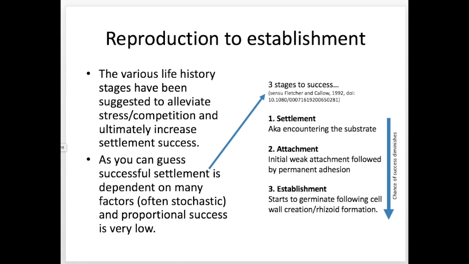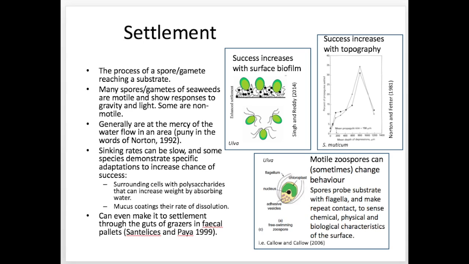I look at the 3 stages of reproductive success, which I call settlement, attachment, establishment, based on work by Fletcher and Callow in 1992. Settlement is how you get a fertilized zygote growing into something. It must first hit a suitable habitat. Some zygotes can reject a substrate purely because it's not suitable for it. Ulva is an example of that from the Callow and Callow work in 2006. You might need a bit of roughness to allow your zygote to get trapped or to settle, in order to not get washed off by waves.